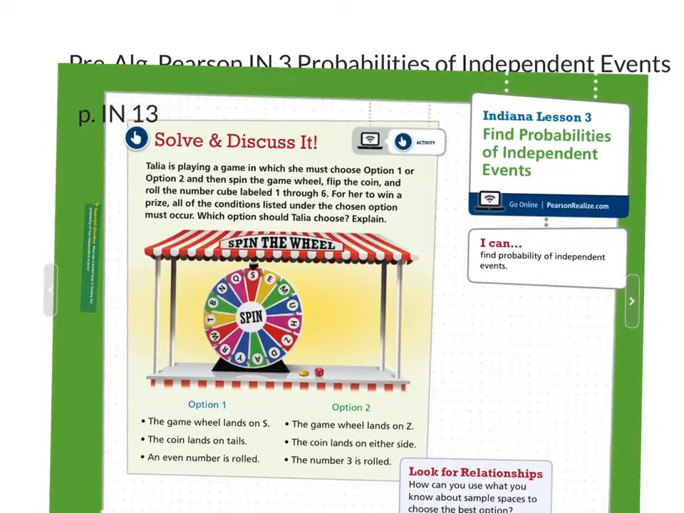So Talia is playing a game in which she must choose option 1 or option 2, and then spin the game wheel, flip the coin, and roll the number cube labeled 1 through 6. For her to win a prize, all of the conditions listed under the chosen option must occur. Which option should Talia choose and explain?